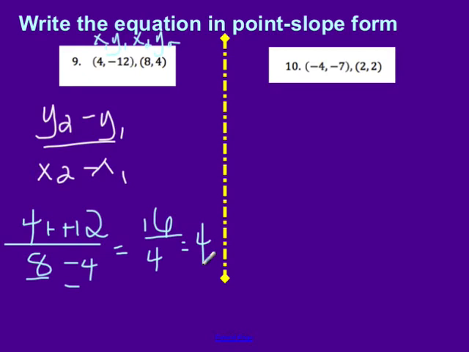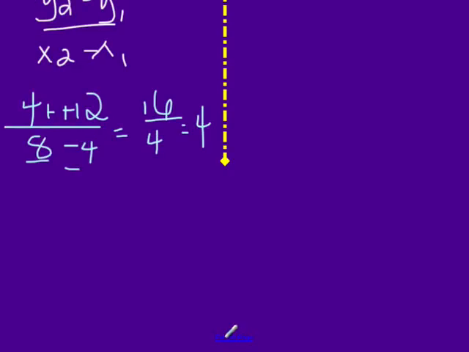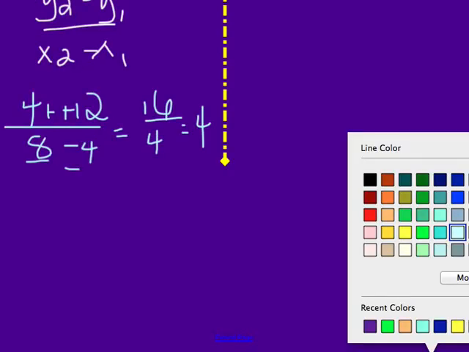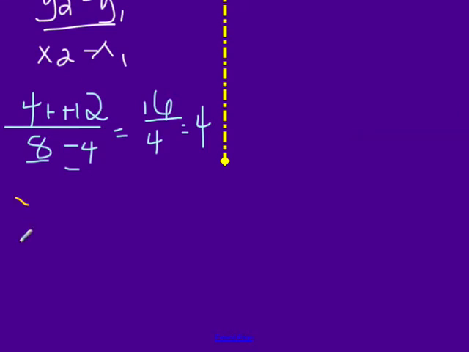And conveniently, I have 2 points. So I can put it into point-slope form right now. So I'm going to go ahead and set up my puzzle. So I have y.